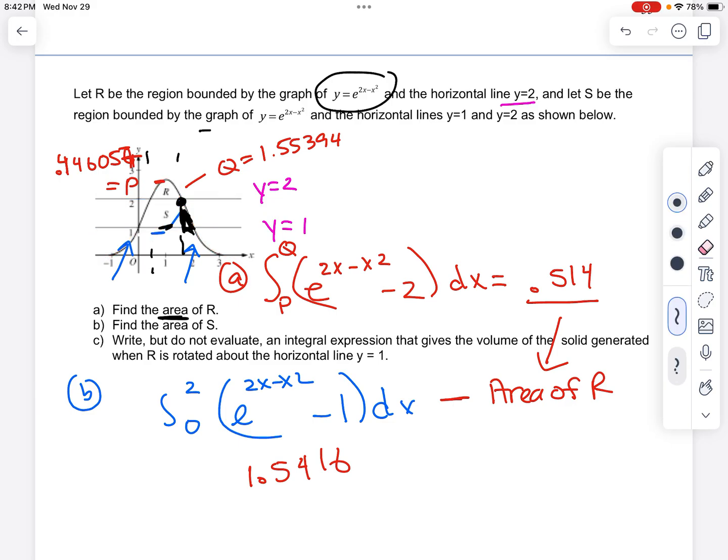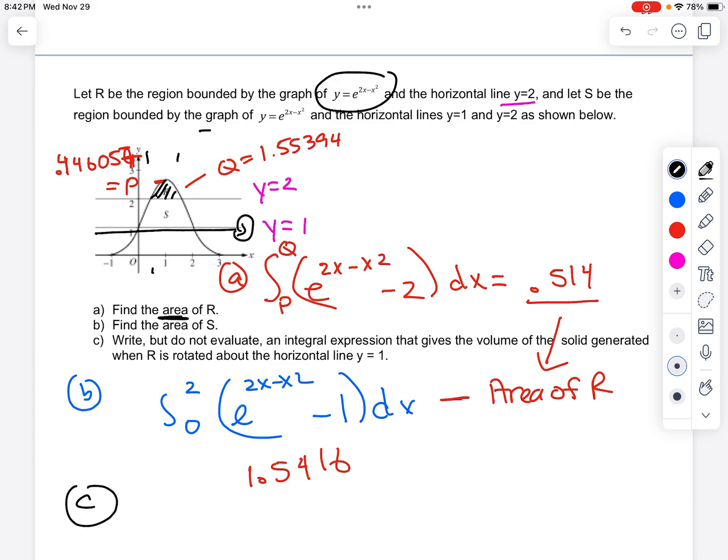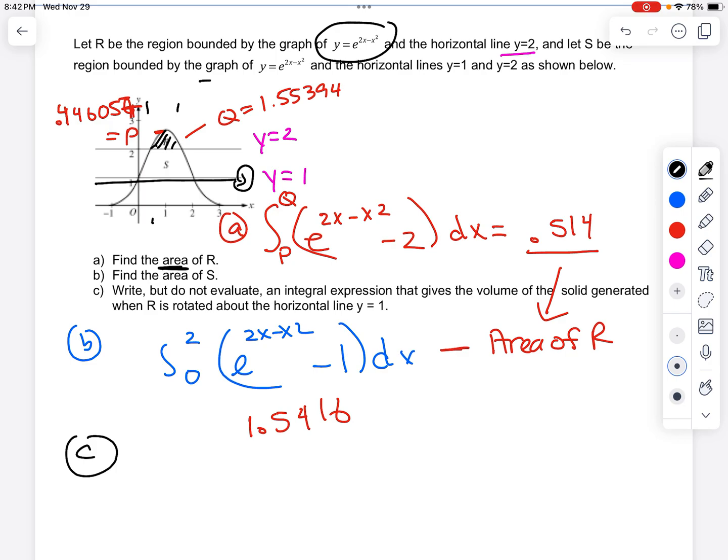Okay, last piece is talking about volume. So it says, write but do not evaluate an integral expression that gives the volume of the solid generated when R, so we're only talking about region R, is rotated about the horizontal line y equals 1. So we only care about this region R, and we're going to rotate about y equals 1. Okay, so we are rotating and we're using volume. So remember, we have to be perpendicular to your axis of revolution. So since we're going about y equals 1, to be perpendicular, we have to use dx. So make sure you figure that out first.